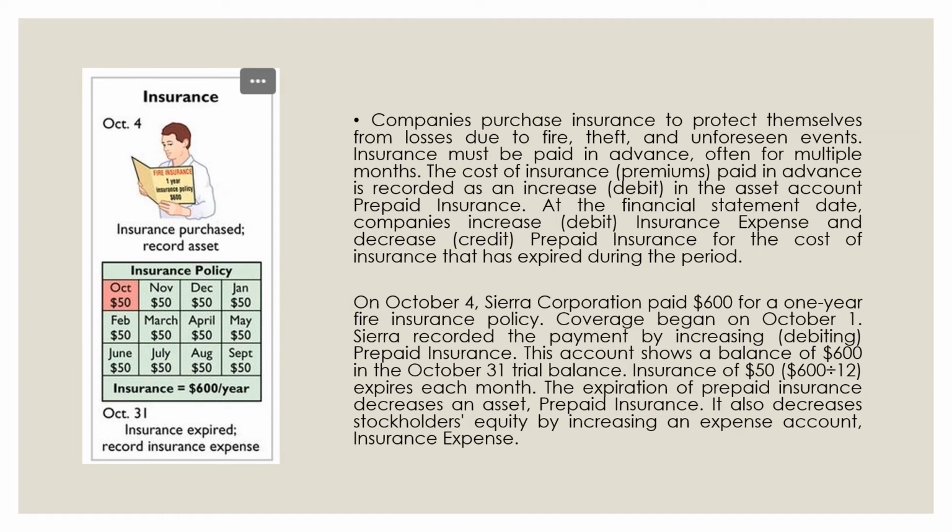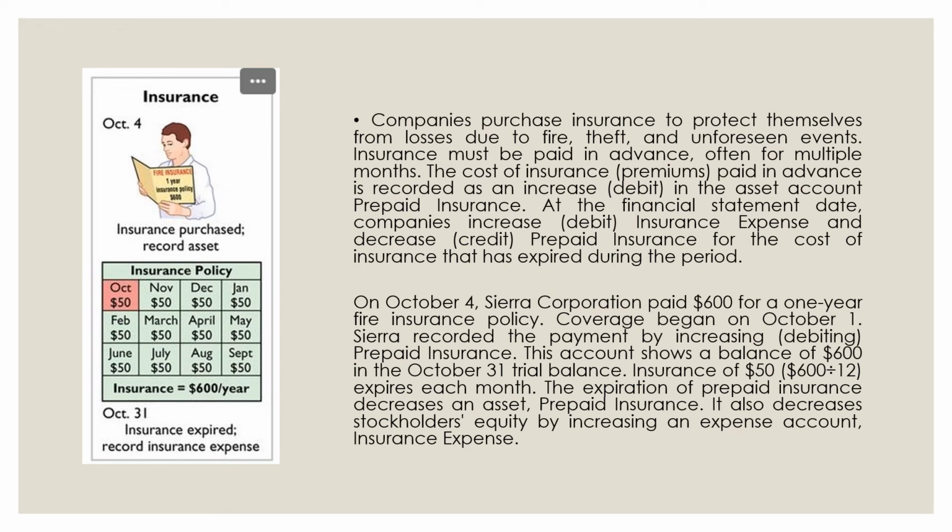All right, so insurance. The company purchases insurance to protect themselves from loss due to fire, death, and unforeseen events. Insurance must be paid in advance, often for multiple months. The cost of insurance is a premium paid in advance, right? So we record an increase, a debit, in the asset account for prepaid insurance. At our financial statement date, the company increases, debits, insurance expense and decreases, credits, prepaid insurance for the cost of insurance that has expired during the period.